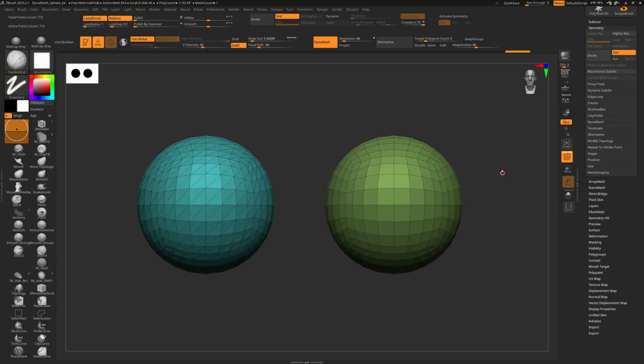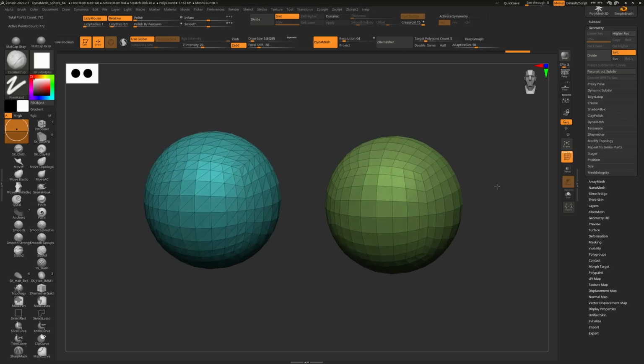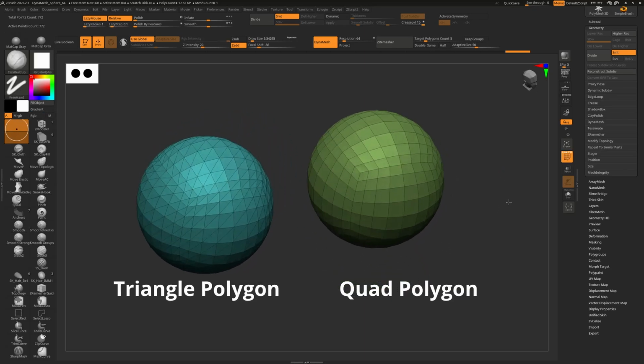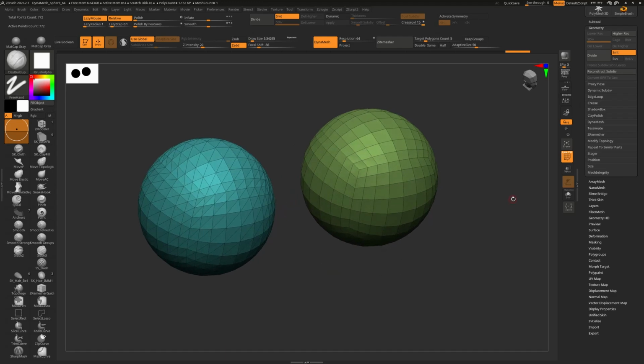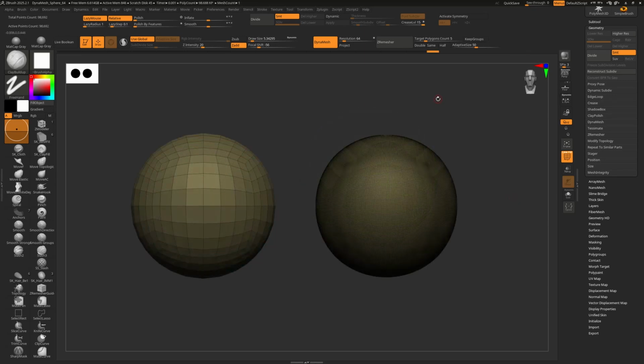Polygons are the individual faces that make up a mesh. Triangles are called triangle polygons, and quads are quad polygons. Like Lego blocks, these polygons combine to form the sculpted model. Meshes with fewer polygons are called low poly, and those with many polygons are high poly.